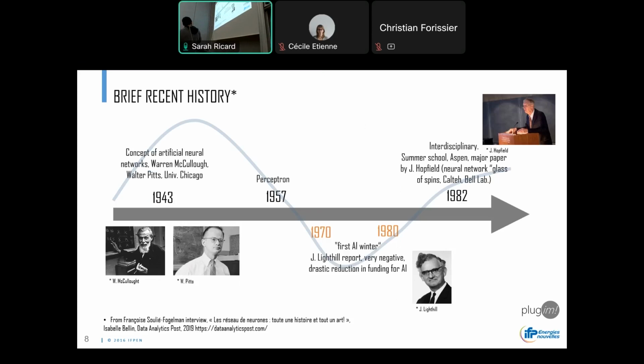So, a brief recent history of artificial intelligence. You can remark that it's a young domain. It's less than 100 years, so it's very young. We can say it starts from 1943, with the first concept of neural networks. In this period, it's the concept.